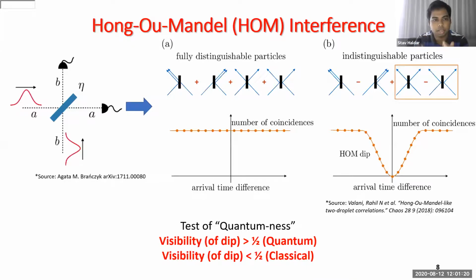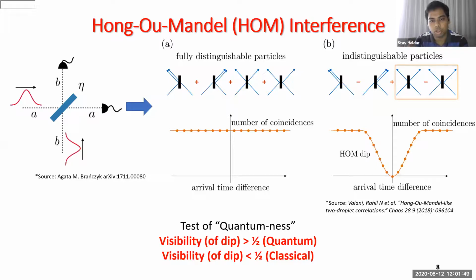So if you consider a simple beam splitter and you send two input photon beams, or wave packets, into it, and then you detect them on the other side, you have two input ports and two output ports. There are four things that can happen. Either both of them get reflected, one gets reflected and the other gets transmitted, and vice versa, or both of them get transmitted.